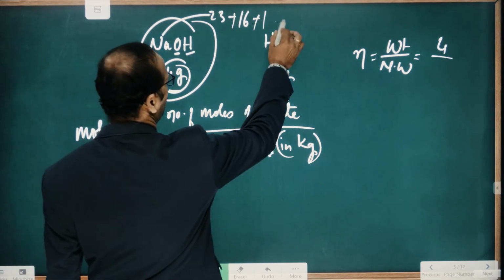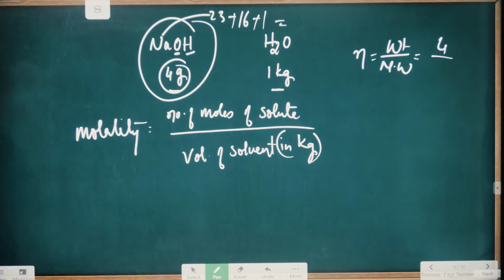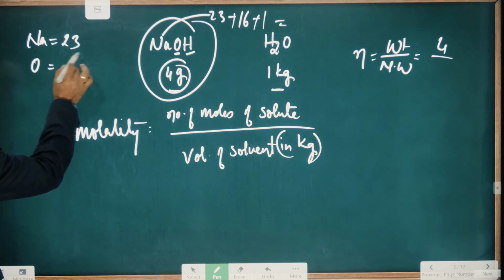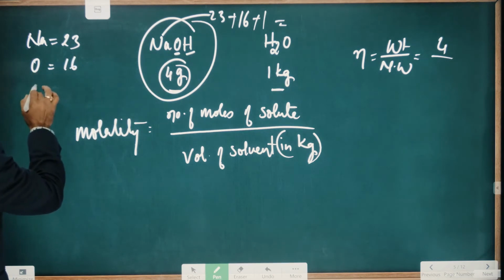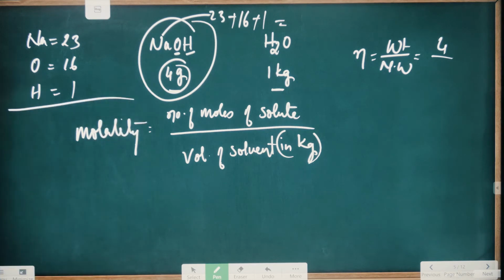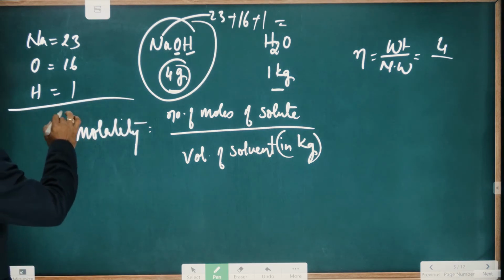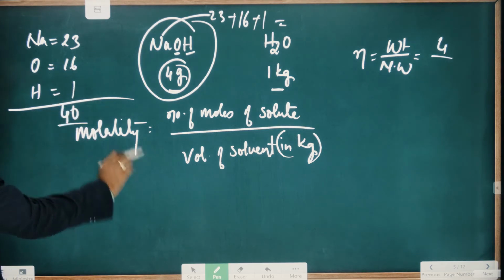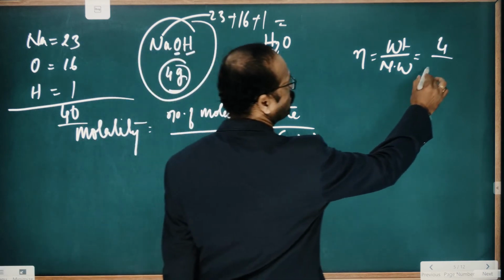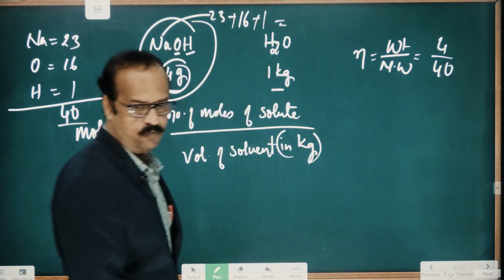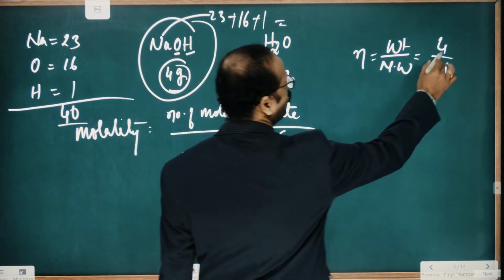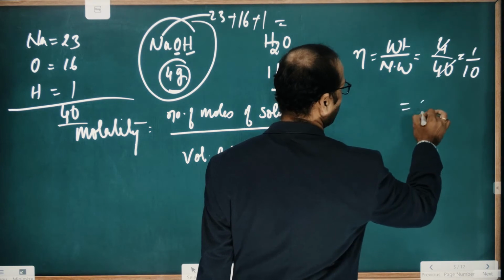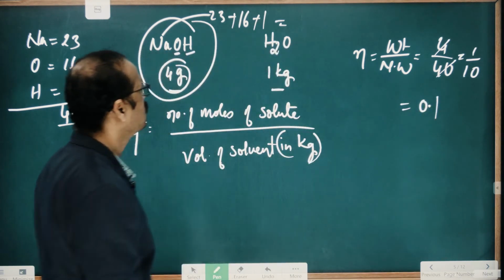Now add, what is the value? Sodium atomic weight is 23. Oxygen atomic weight, 1 oxygen is there, is 16, and 1 hydrogen is 1. Now add the total, how much did you get? 40, correct? 3 plus 6, 9 plus 1, 10, okay, 40. So I got 40 here. Now the molecular weight of sodium hydroxide is 40, so 4 by 40, right? So that is equal to 1 by 10. 1 by 10 is equal to 0.1. How much did I get? 0.1.